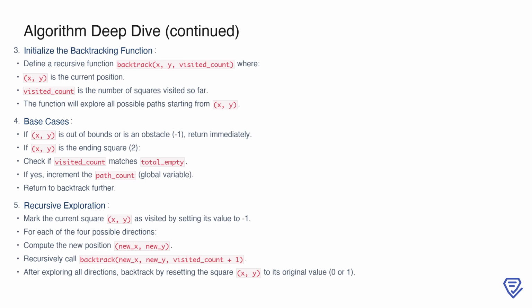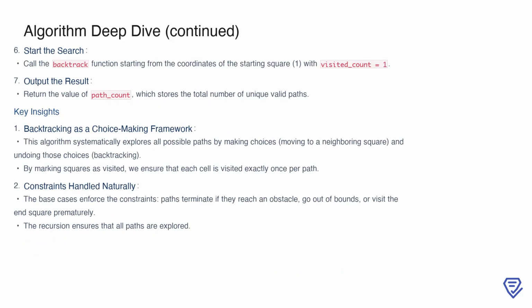Otherwise, the function proceeds to recursively explore all possible directions by marking the current square as visited, moving to neighboring squares, and backtracking by resetting the square to its original state once all paths are explored. To initiate the process, the backtracking function is called from the starting square with the visited count set to 1. The algorithm then systematically explores all possible paths through recursive calls. Once all paths have been explored, the value of path_count is returned as the final result, representing the total number of unique valid paths.